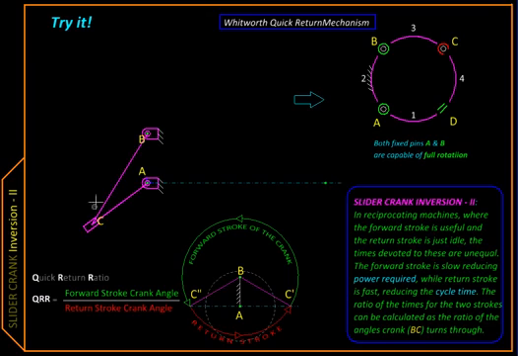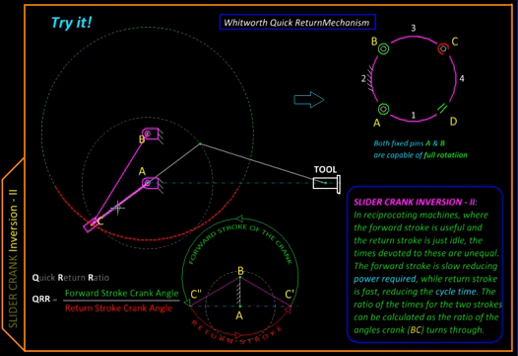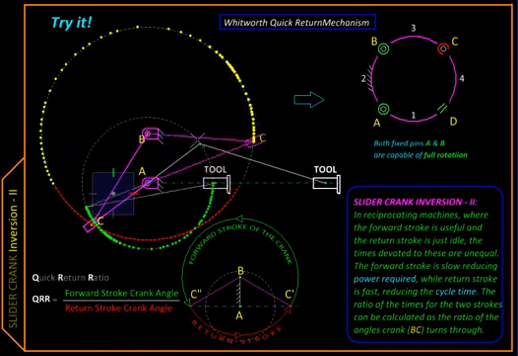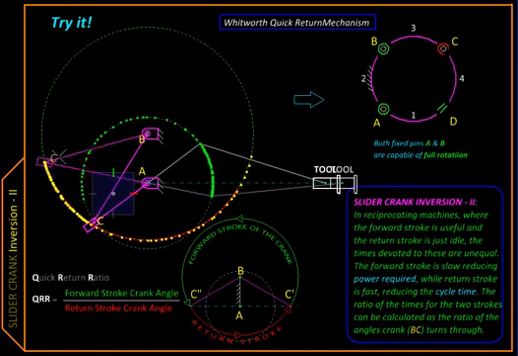So this inversion can be made a little more useful by adding a couple of extra links. Here they are. So we are going to extend this link AC like this, add one extra link over here, and at the end of it we will attach a tool which is constrained to reciprocate along this line. So as our input link BC rotates, the tool reciprocates back and forth.